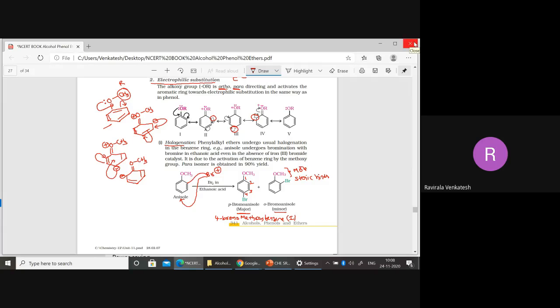In halogenation, the electrophile is bromine. We can take chlorine also. Halogenation means you can take chlorine or bromine, both you can take.